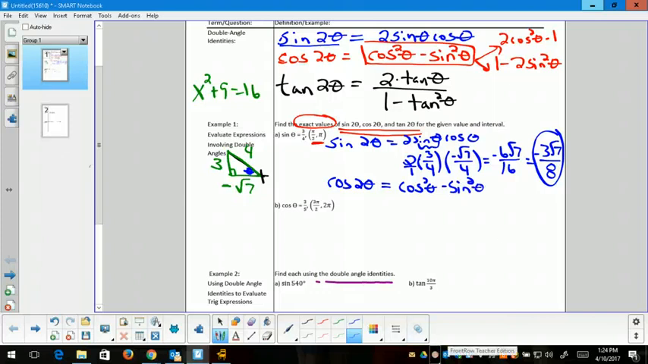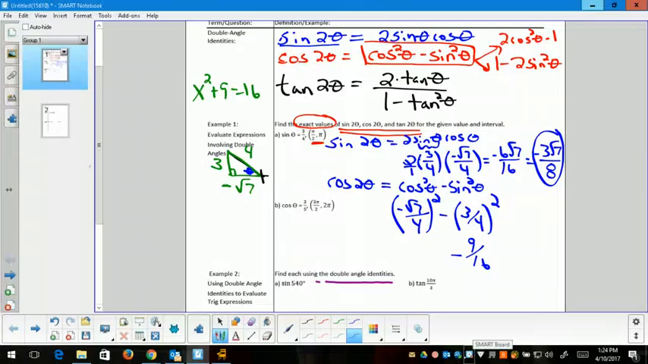Well, I already know what sine of theta and cosine of theta are. Cosine is negative square root of 7 over 4, so I have to square that. And then I have to subtract from it whatever 3/4 squared is. 3/4 squared is 9/16. Negative square root of 7 squared is 7, because negative times negative is positive, and square root of 7 times square root of 7 is 7. And then 4 squared is 16.